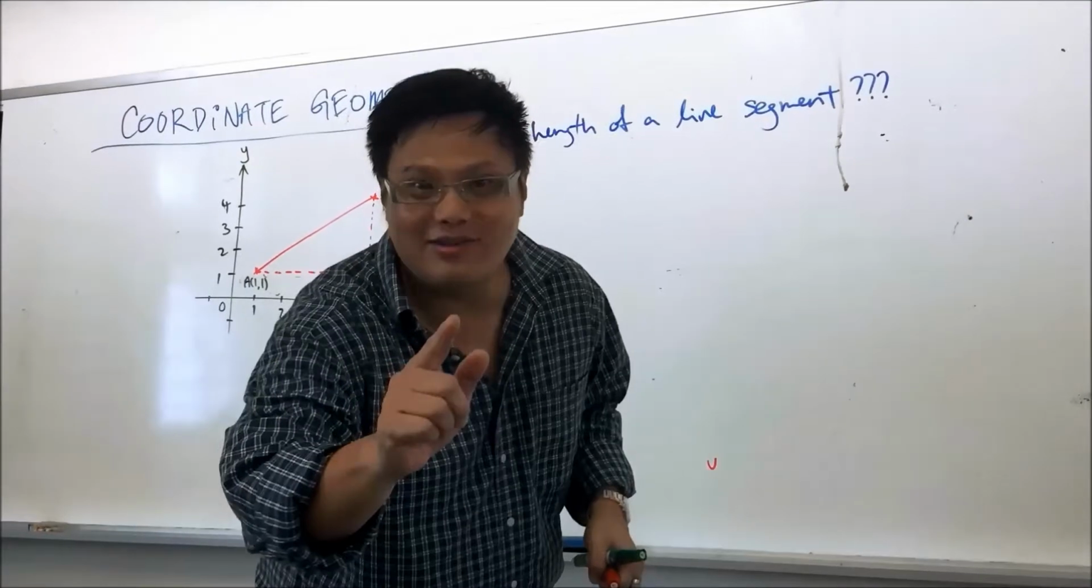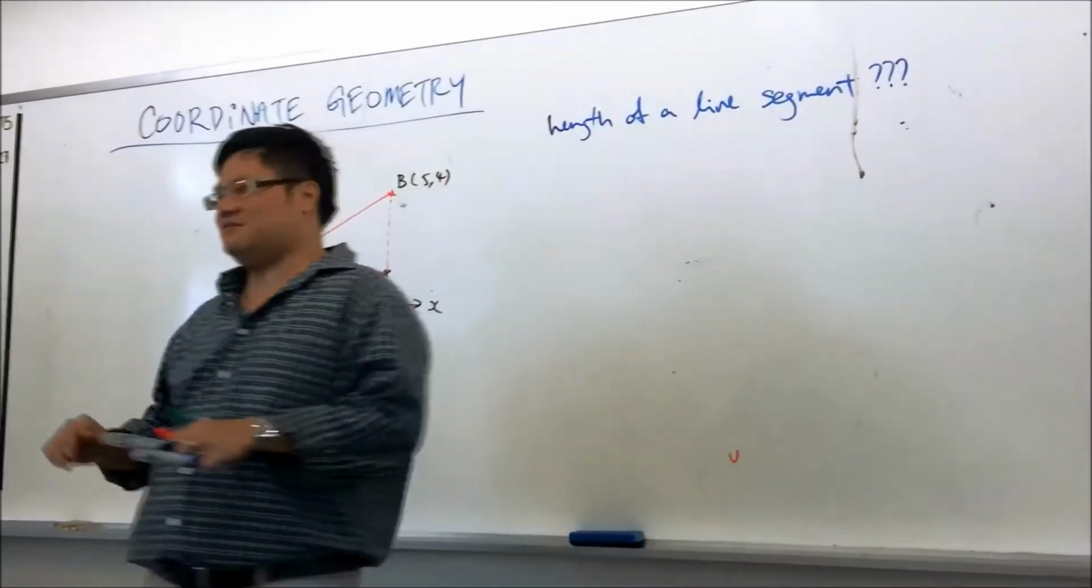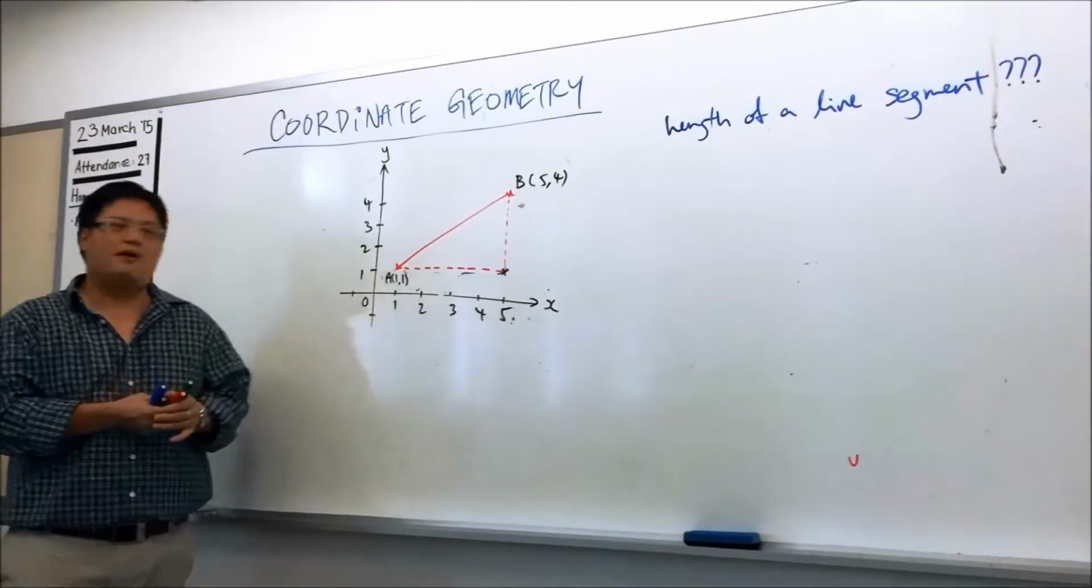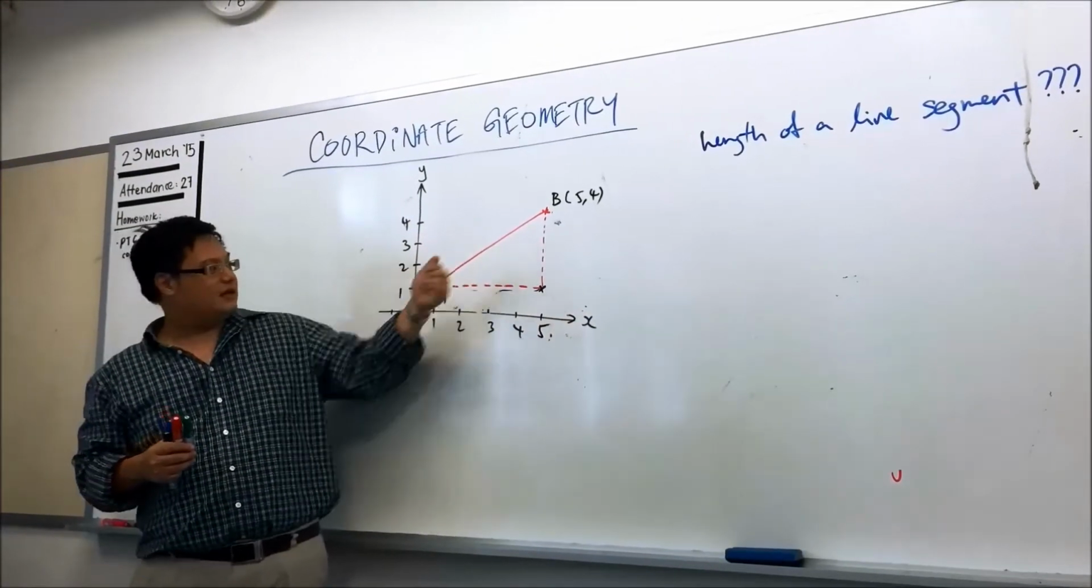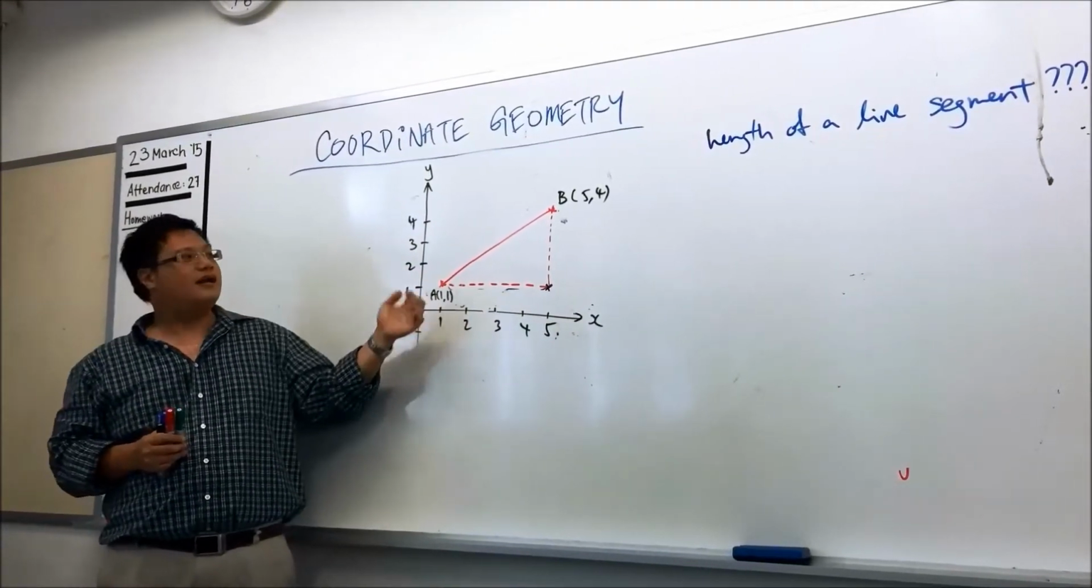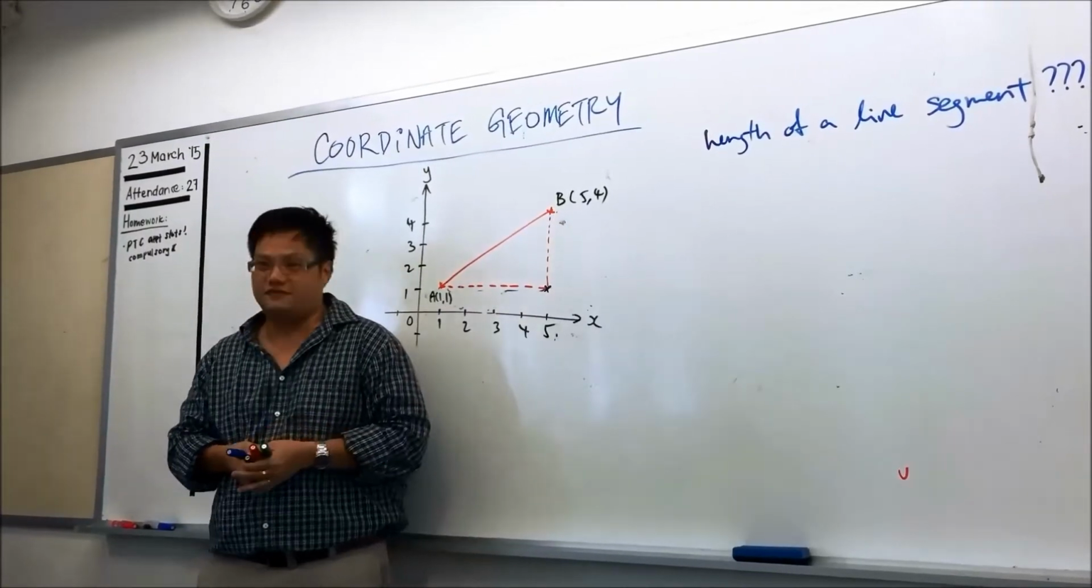Okay, now we're going to talk about how to find the length of a line segment. Everybody look at the board. I go back to this line, the line AB. The coordinate of point A is (1, 1). The coordinate of B is (5, 4).